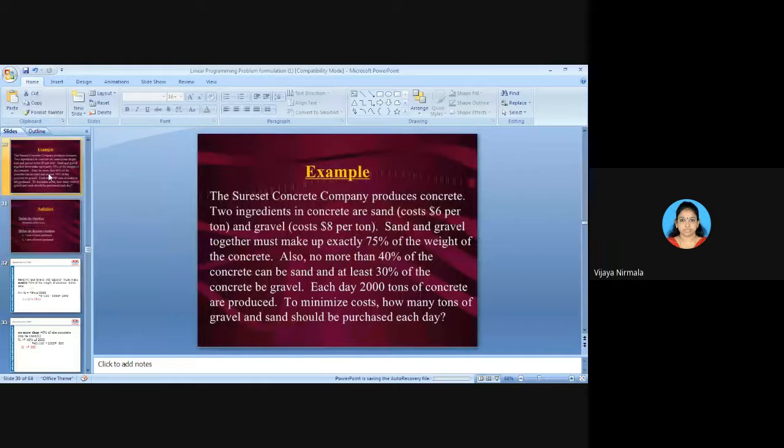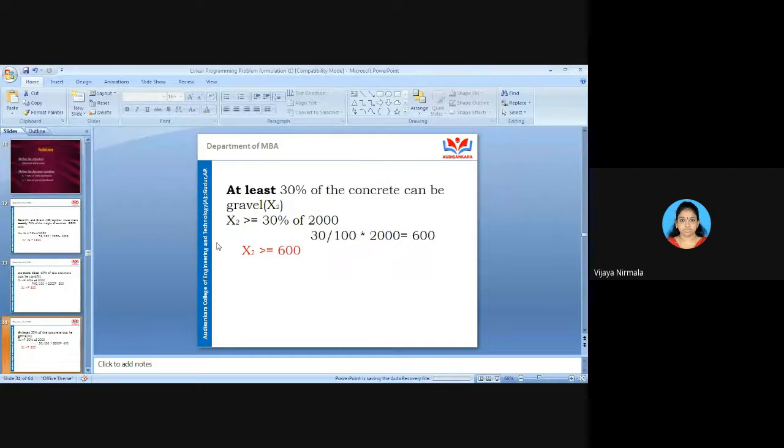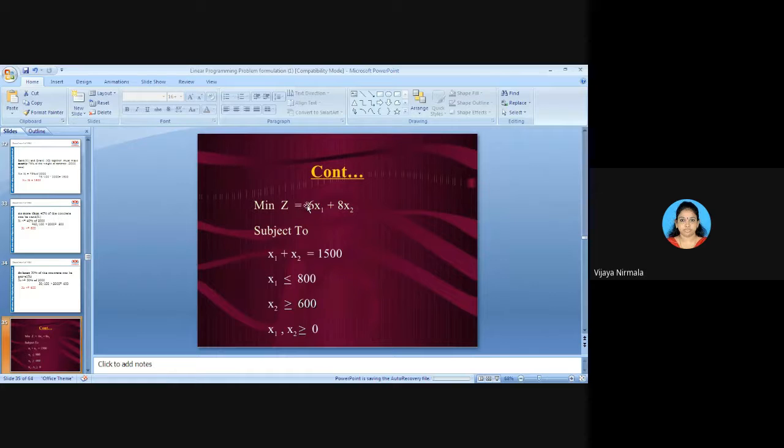So I think they have given three constraints for us. One is exactly 75%. The other one is no more than 40% of sand, and at least 30% of gravel. So they have given three constraints, and we have solved the three constraints, right? Up to here, do you have any doubts? Yeah. Now I will write how you formulate. See this. So this is how we formulate the objective here.